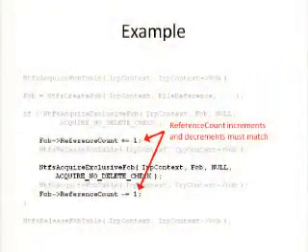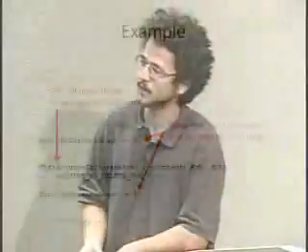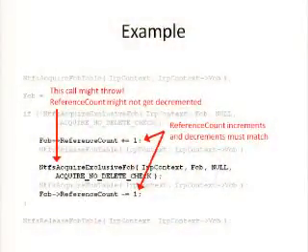The problem, though, is that there's this other call here, NtfsAcquireExclusiveFcb. And it turns out this call can actually throw an exception. And if it throws an exception, then the reference count will not get decremented, and this file will hang around forever until you reboot.